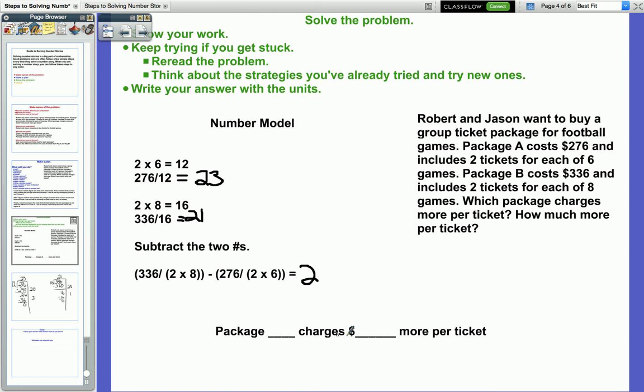So this is how you could write it out. Okay, since they asked you 2 questions, you actually need to fill in 2 things to answer this correctly. So package blank charges blank more per ticket. So which package charges more? That would be package A. So package A charges more. And how much more? This one was 23, this one was 21. So it was $2 more per ticket. Okay, so that's how you would solve that whole thing.